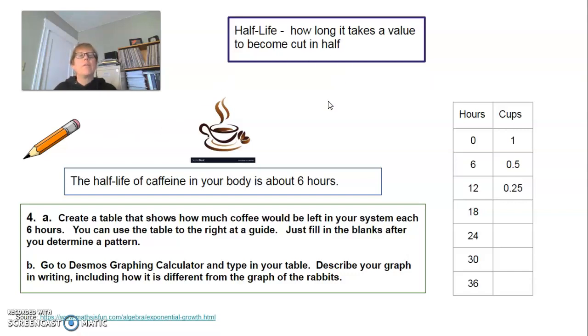There's something called half-life, and you can see right there the definition for that, how long it takes a value to cut in half. And I got this from Math is Fun. The half-life of caffeine in your body is about 6 hours.